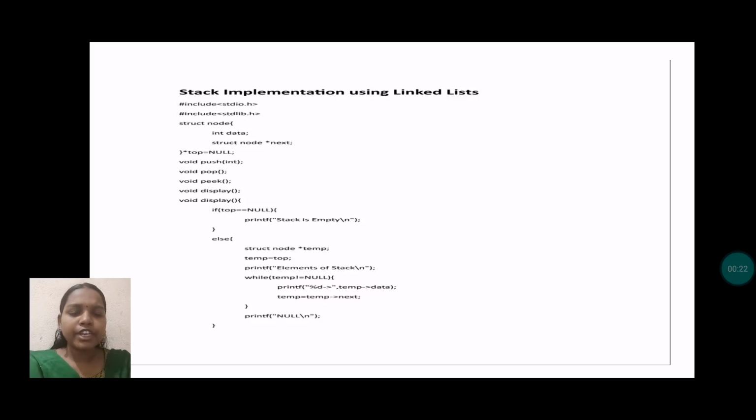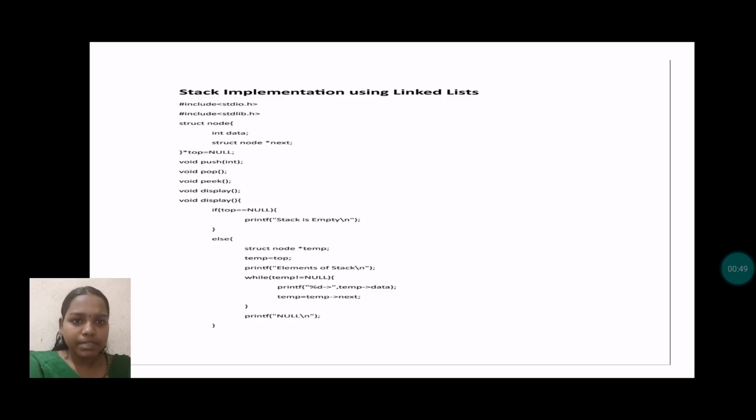After that we have to create a node. In that we declare data and a next pointer. The next pointer is used to store the address of the next node. After that we have to initialize the top value to null, and then declare the four functions: void push function, void pop function, void peek function and void display function.